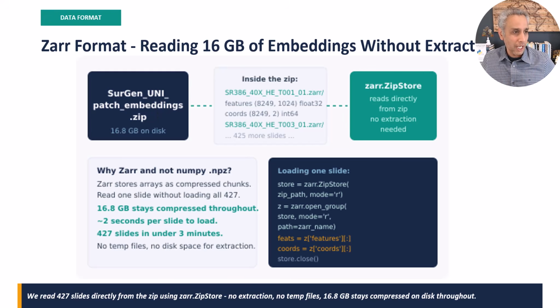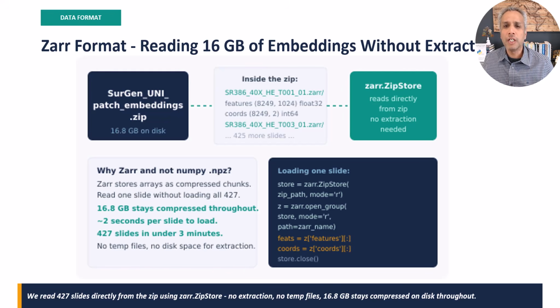Each slide within that zip file, 400 plus slides, is stored as a separate Zarr array. Think of it as something like a NumPy array, but it's a Zarr array with 2 data sets in it. It's features, 8,249 in this example. You see, that's one Zarr file, and it has features, in this case 8,249 tiles. For each tile, you have a 1024 embedding, right? And it also includes, for each tile, the X and Y coordinates, the position of that specific tile.